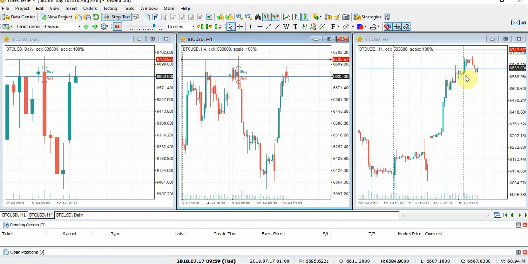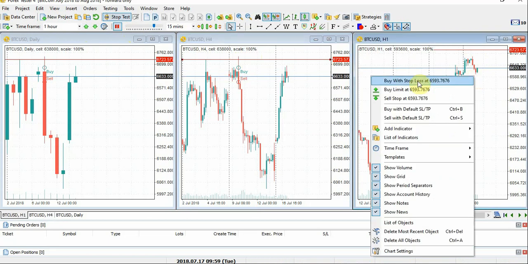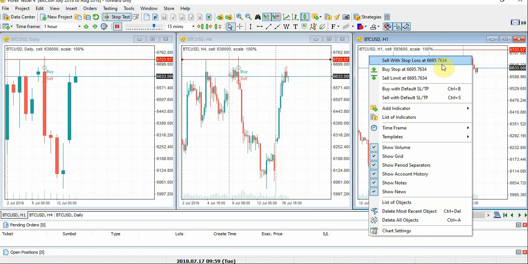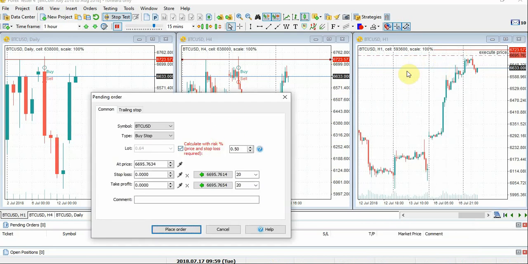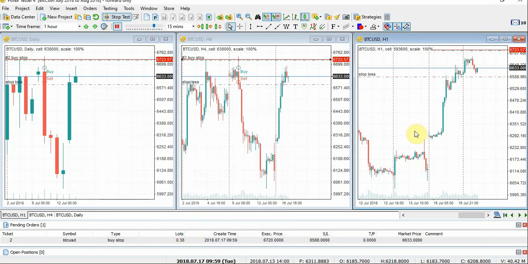So let's just try that. Let's see if it's approximately the same trade we tried the week prior. Sorry, buy stop. It's going to be at 67.20 approximately. Stop loss is going to be 65.88. Place order.